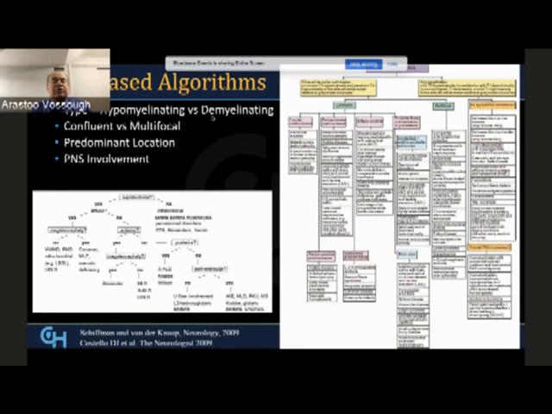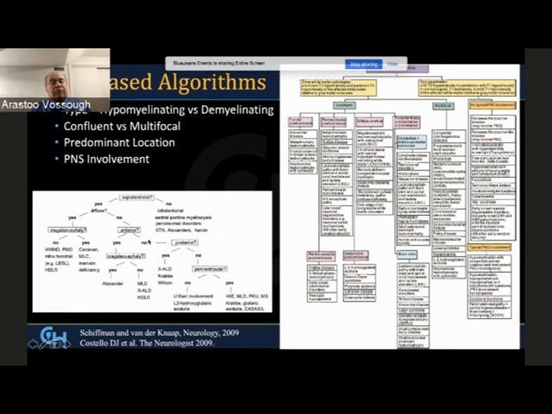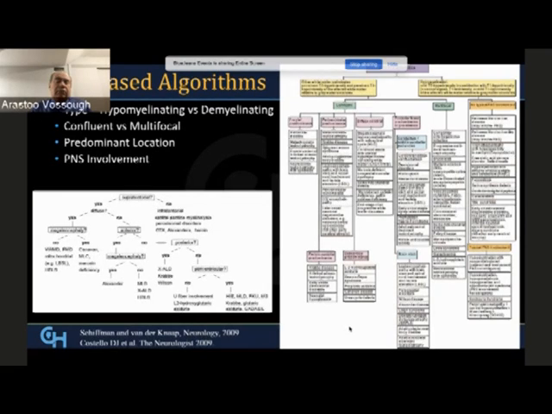And there are many algorithms out there, just showing two algorithms. The one on the left is from Dr. Eichler and colleagues, who will be talking on ALD later today. And the one on the right is an algorithm by Drs. Schiffman and Vanderknaap. And all of these are quite useful.